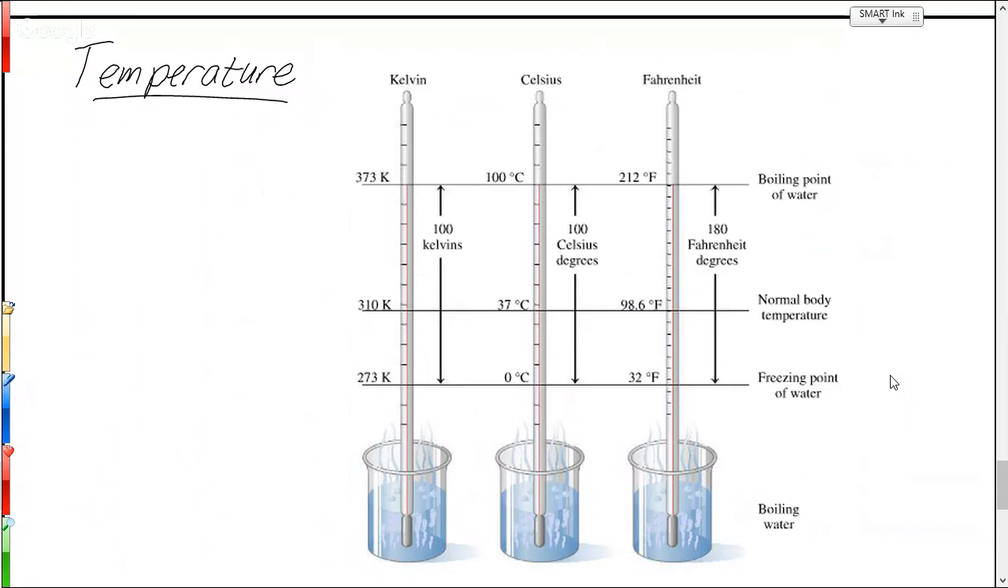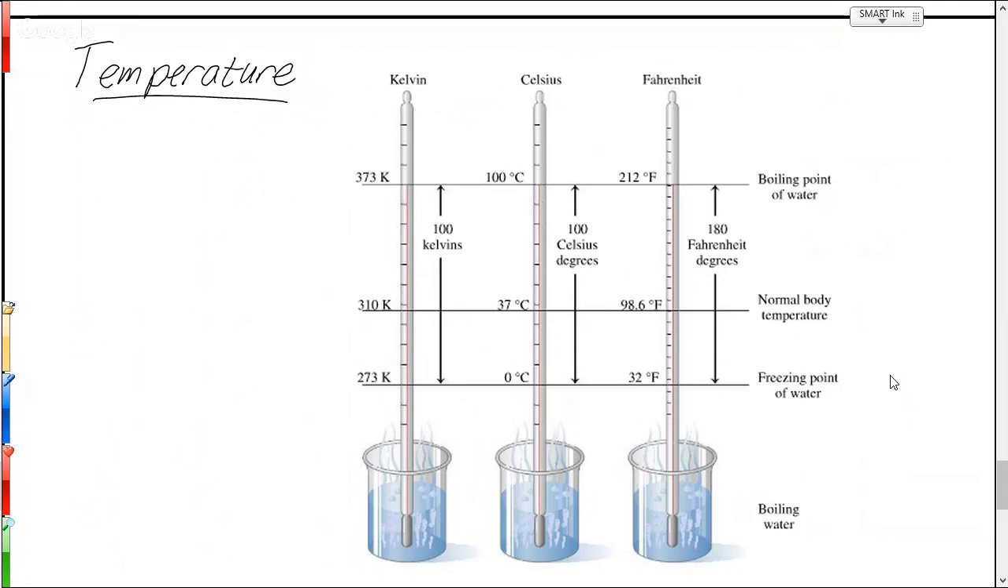Yeah, so it's useful for really, really cold things because, let's say you are dealing with liquid helium. Liquid helium is about 4 kelvins in temperature. So then you can talk about 4 kelvins instead of minus 269, which is what it would be in Celsius. So if you've got really cold temperatures, it makes sense to use kelvins.